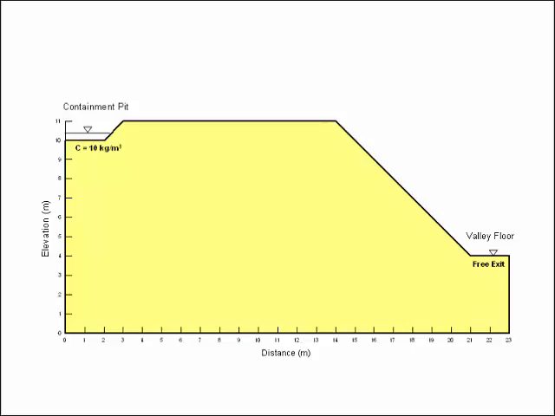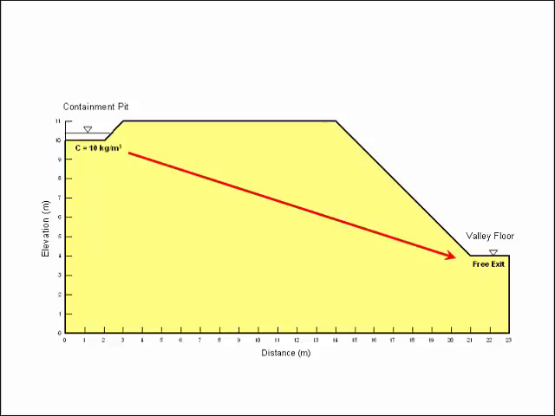To the right of the pit is a valley where the water table is located at the ground surface. The objective is to model the movement of the contaminated fluid from the pit to the valley floor. This will be first approximated by a particle tracking analysis and then modeled using an advection dispersion analysis. Chemical diffusion is considered inconsequential and is ignored.